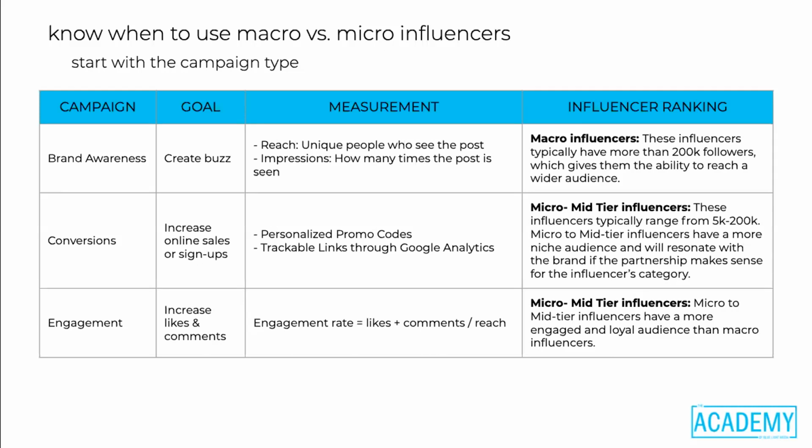When you are looking for conversions or sales, we've typically found that micro to mid-tier influencers work best here, depending on your budget. If you can't afford Kylie Jenner, I'm sure she can push some product if it's the right product for her. But in case you don't have $1.2 million to promote a post and you have like $50 to $100 per post, a micro to mid-tier influencer is probably going to be your best bet here.